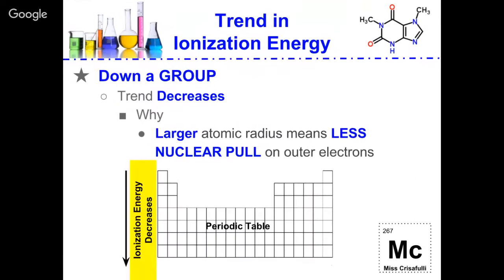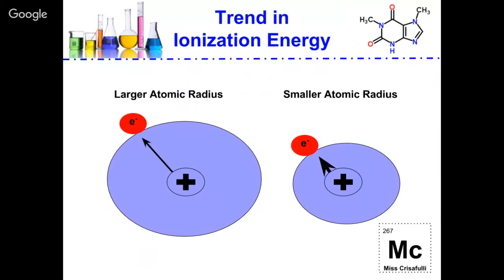Down a group, the trend is going to decrease. Why? Because when you increase the distance between the outermost electron and the positive nucleus, you're going to have less of an attraction between those opposite charges. So a less nuclear pull, it's going to take less energy to remove that outermost electron. So larger atomic size, less attraction to that nucleus from that negative electron. Smaller atomic size, it's going to have that stronger pull. It's going to take more energy.